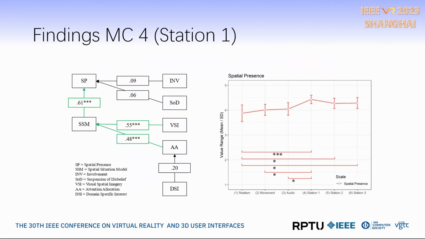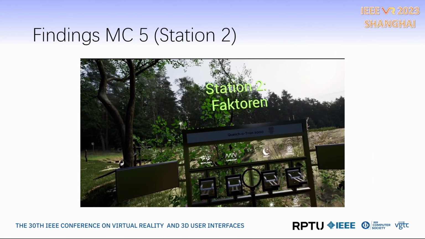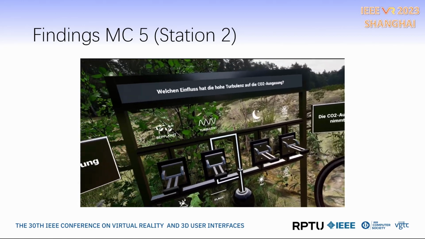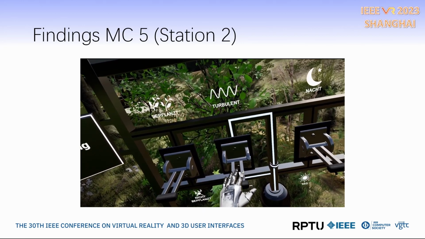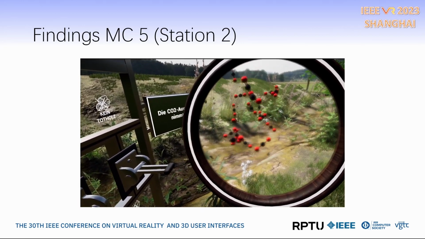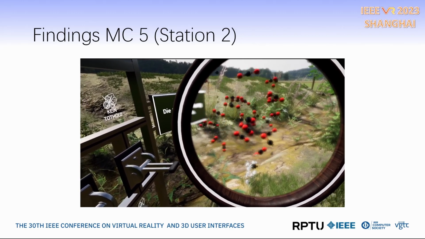The evaluation of the data from the first learning station showed some significant increases in the subscales. Path analysis showed that visual spatial imagery and attention allocation had a significant effect on the spatial situation model, which in turn had a positive effect on spatial presence experience. In the second station, the students were able to influence the virtual environment. They used 4 levers to control the factors that favor CO2 outgassing. Using a chemical magnifying glass, they were able to visualize the invisible CO2 at the particle level.